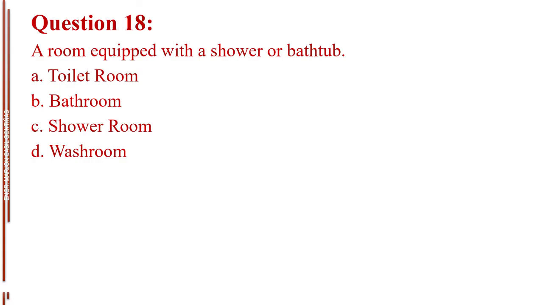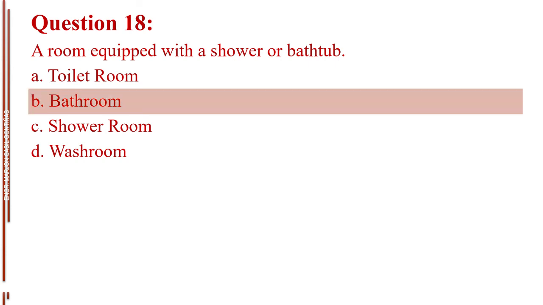Question number 18. A room equipped with a shower or bathtub. Letter A, toilet room. Letter B, bathroom. Letter C, shower room. Letter D, washroom. The answer is letter B, bathroom.